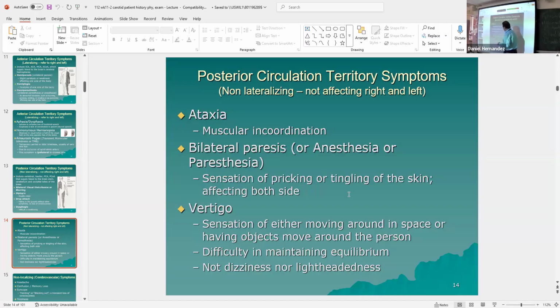Vertigo is another big one too. That's the sensation that things are moving and the room is spinning around you. So it's not necessarily dizziness or lightheadedness. You actually get the sensation that things are spinning around you. I don't know if anyone's actually experienced vertigo. Thankfully, I never have, but I can only imagine. So it's difficulty maintaining that sense of equilibrium. So sensations of either moving around in space or having objects move around a person.